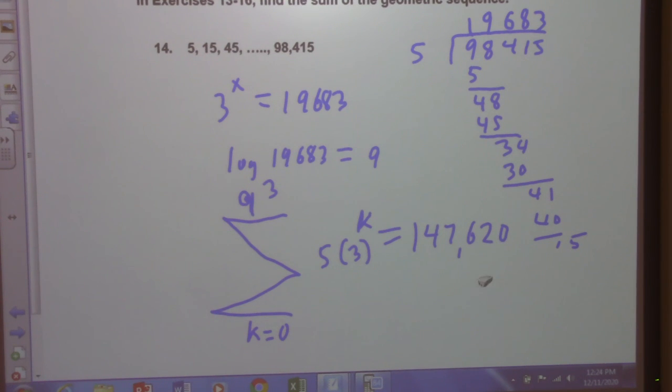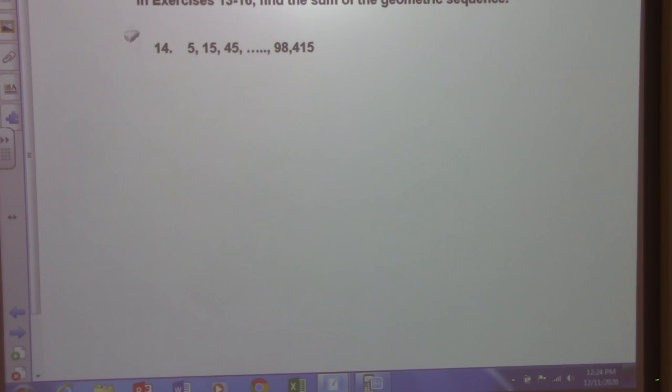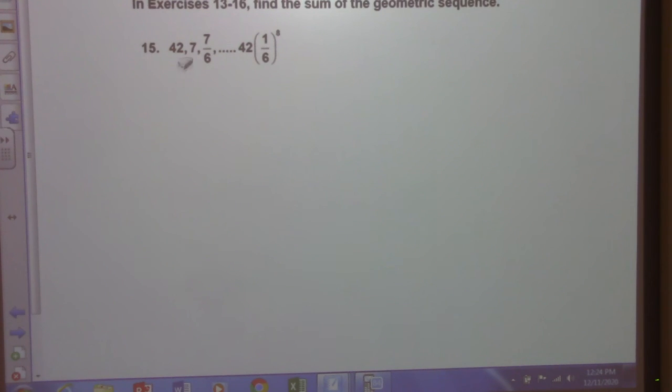Now, the next one here is going to be a little bit simpler in that it's kind of giving you the terms. So if we look at 15, we have 42. Oops, I accidentally hit my tie. That scared me. All right, so here we have a common ratio, and what this is, you're dividing by 6. So r is equal to 1/6.